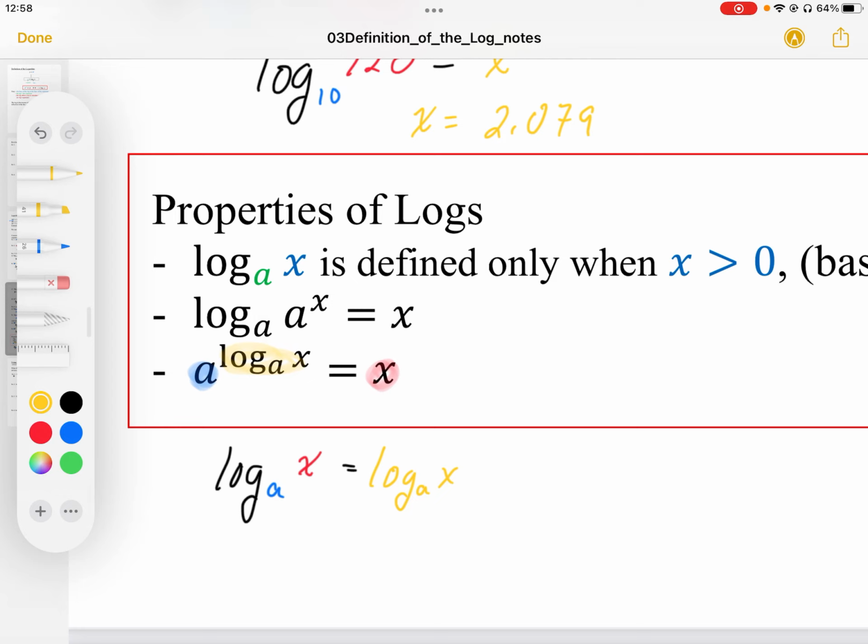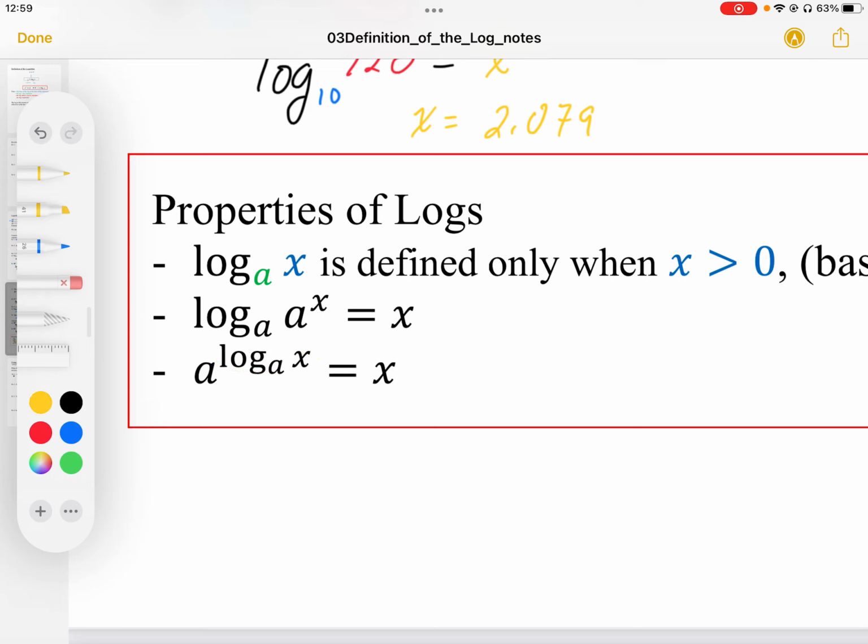So anytime we see this expression, we should always simplify it to just x. We could also justify this from the perspective of what a log actually is. The log itself is an exponent. It's the exponent on this base that gives me the answer x. So if I put this exponent on base A, I should naturally get the answer x. So that's the second way we can justify this.